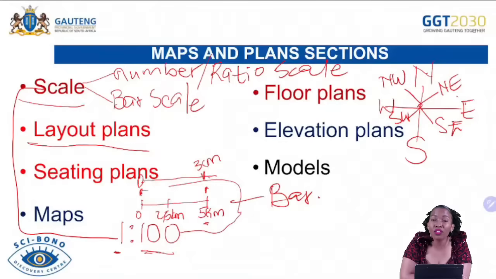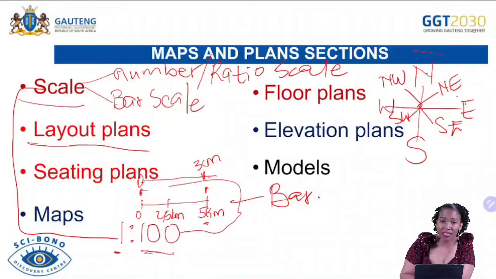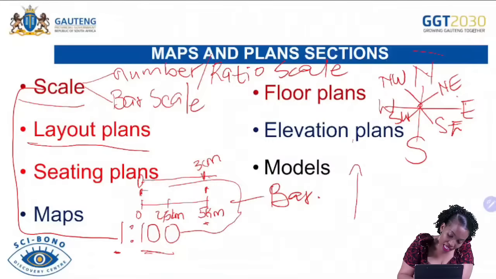And then remember, you are in grade 12. You will not always be given a complete compass direction like this, and it will not always be straightforward. So sometimes they'll just give you the arrow facing up and they say this is north. So you must know how to complete it.